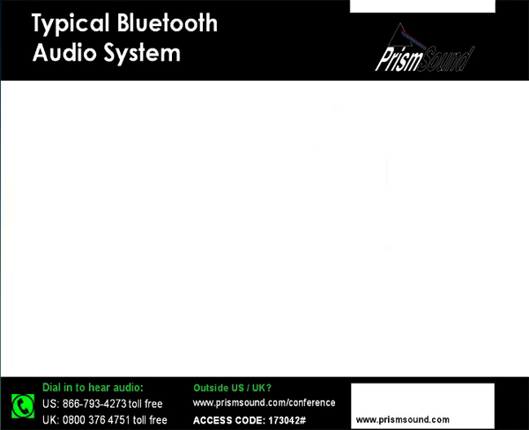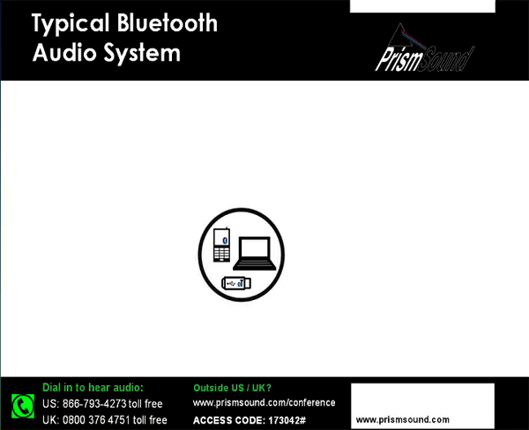So let's first of all look at a typical Bluetooth audio system. A Bluetooth audio system comprises two ends communicating to one another over a radio link. At one end of the system you may have one of these types of devices, so perhaps a smartphone or a laptop, perhaps some kind of tablet, or perhaps your Bluetooth source is just a USB dongle that you connect to your computer device.